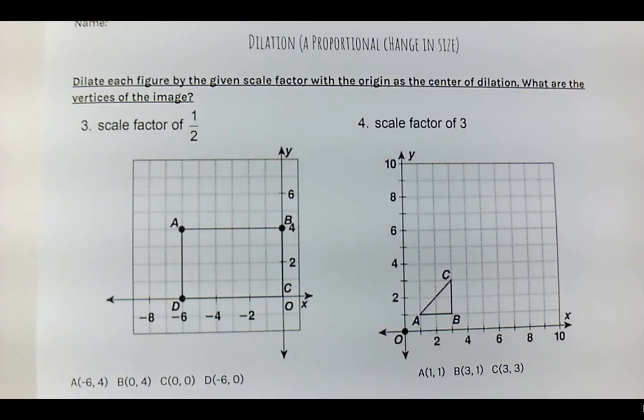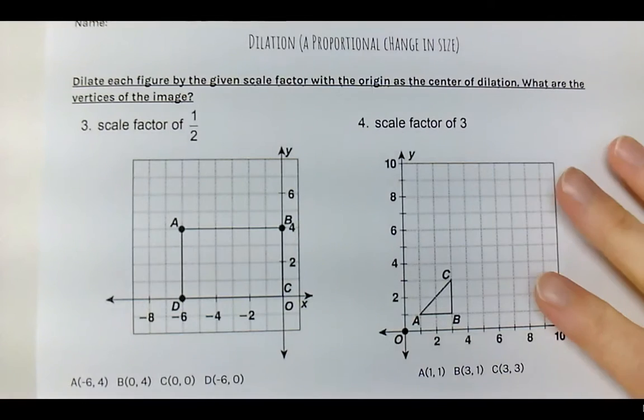So the shape is still the same shape, it is just a different size. And now it's also important to note that this is a change that is proportional for all sides. That means you don't just change one side and everything else stays the same. When you make a change, it changes the whole entire shape the same amount.